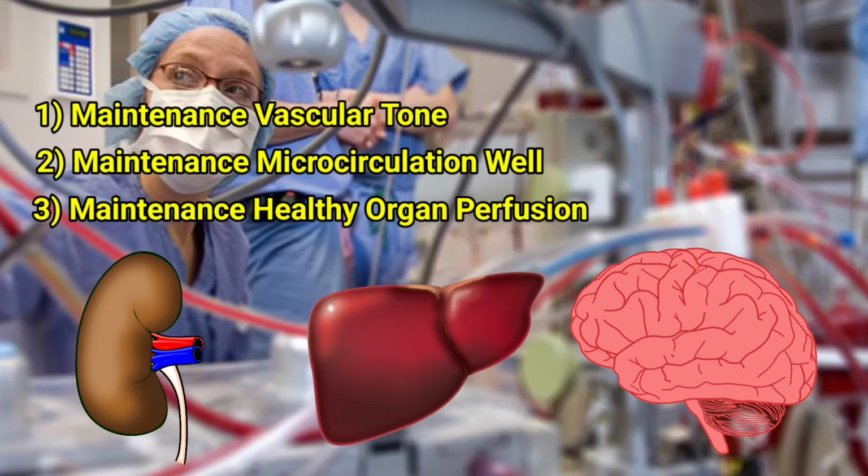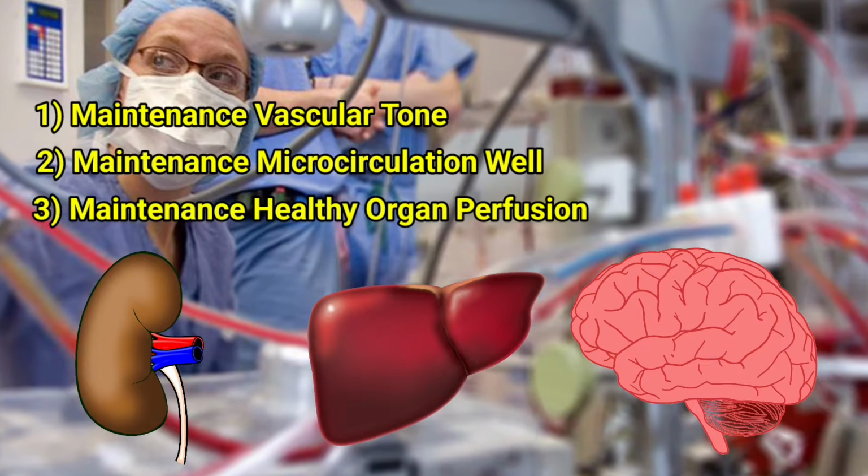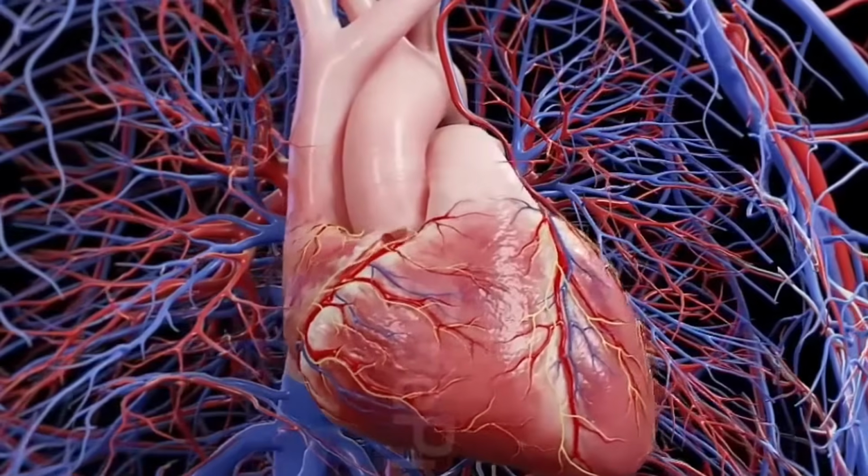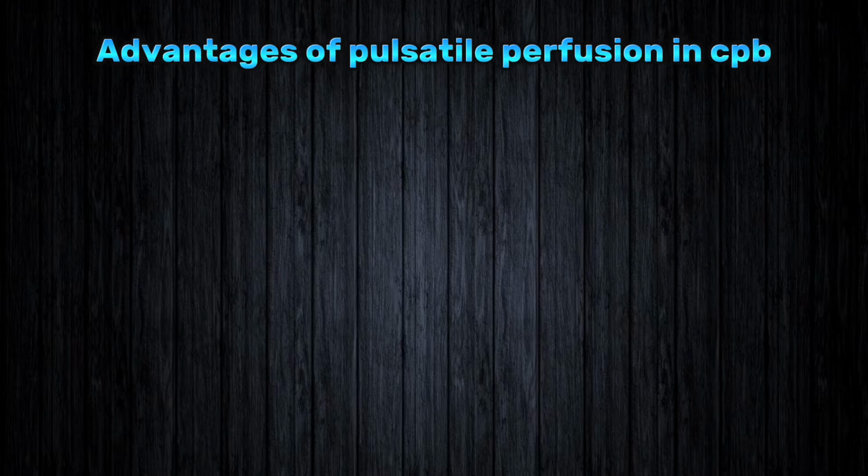Now, during CPB, if we use standard roller or non-pulsatile perfusion mode, we generate flat continuous flow. This is not the same as natural physiology. To avoid this, there is pulsatile perfusion in CPB, but it has its advantages and disadvantages. First, we discuss the advantages of pulsatile perfusion in CPB.